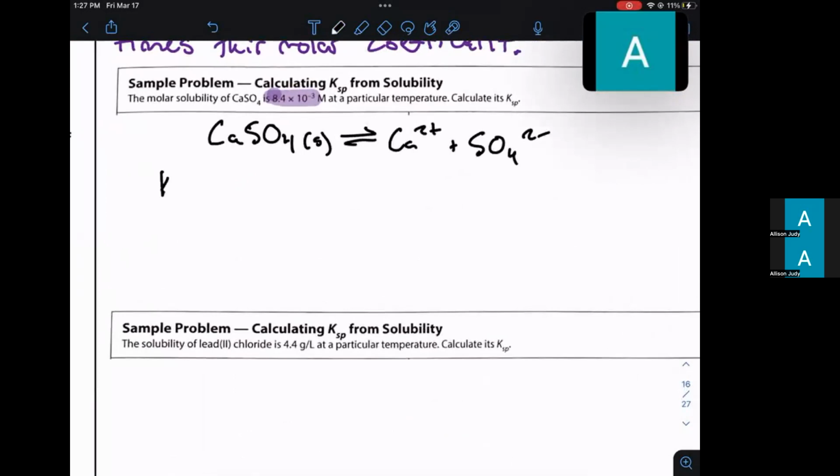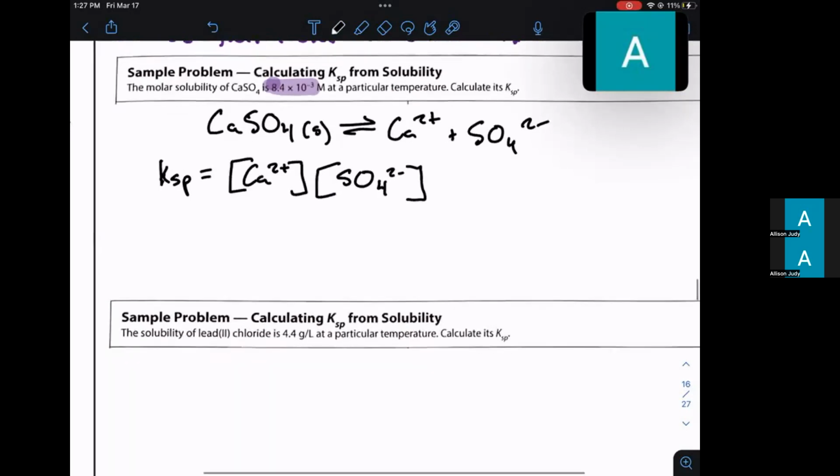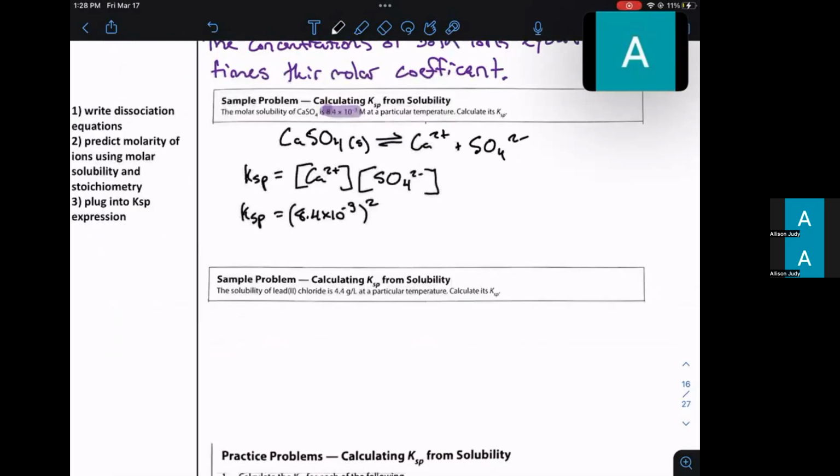So KSP equals the concentration of calcium 2 plus to the first power, because there's no coefficient, times the concentration of sulfate to the first power as well. And we know the molar solubility. The molar solubility is just going to equal these two concentration values. So KSP equals 8.4 times 10 to the negative third times 8.4 times 10 to the negative third, which is just 8.4 times 10 to the negative third squared. And that is, I believe, 7.1 times 10 to the negative fifth. At least that's what I wrote down yesterday.